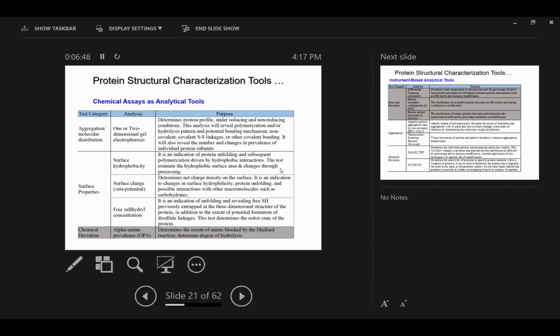What does OPA stand for? Phthaldehyde. I can spell it. Phthaldehyde. It's just a reagent.